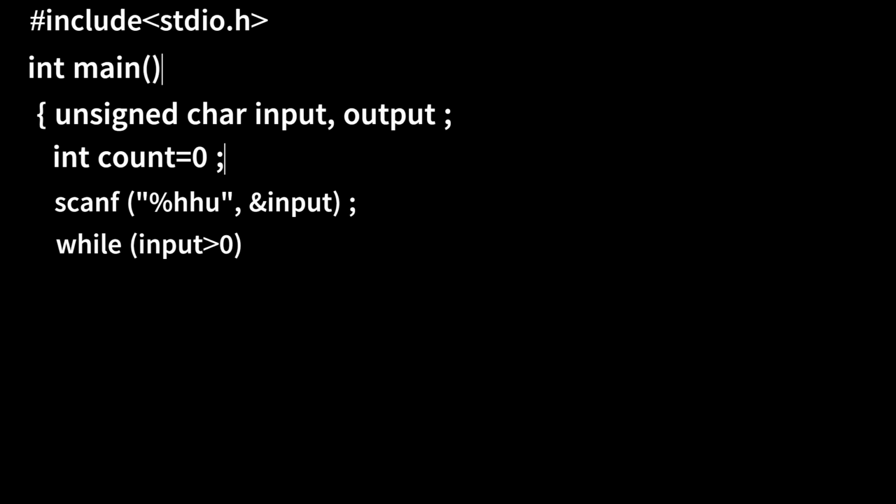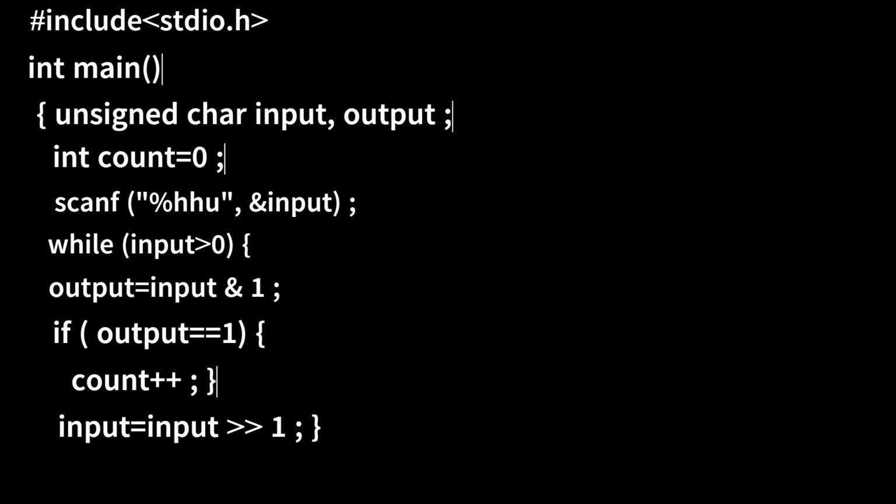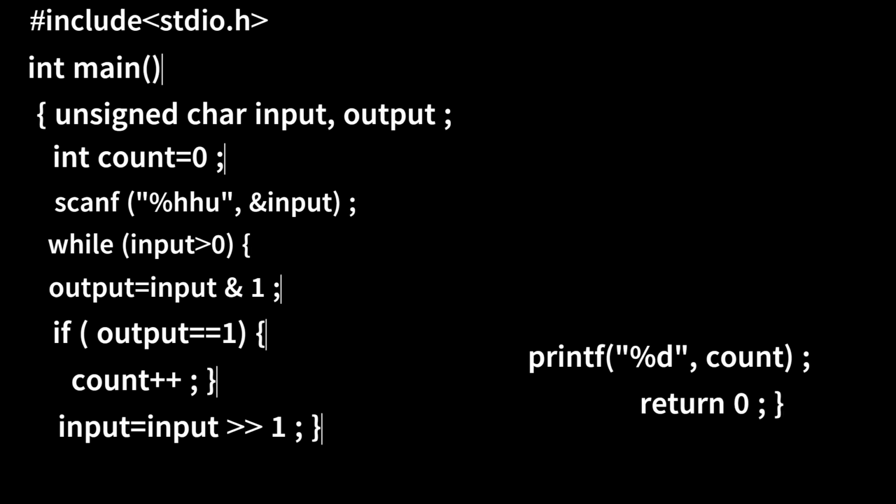So now while input is greater than 0, we will do a bitwise AND operation with 1 and check whether the output is 1 or not. If it is 1, count will be incremented by 1. And at every iteration of the while loop, input will be right shifted by 1 bit. So finally count will contain the number of set bits or number of ones present in the input.